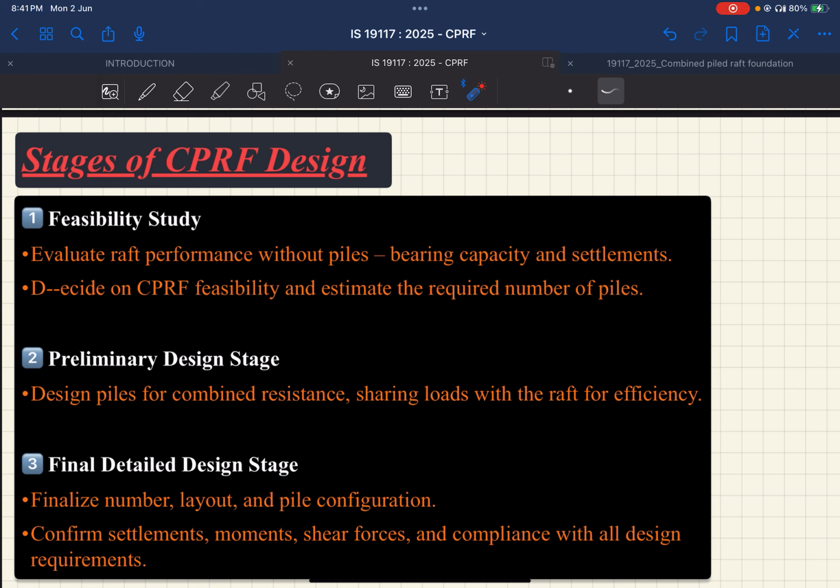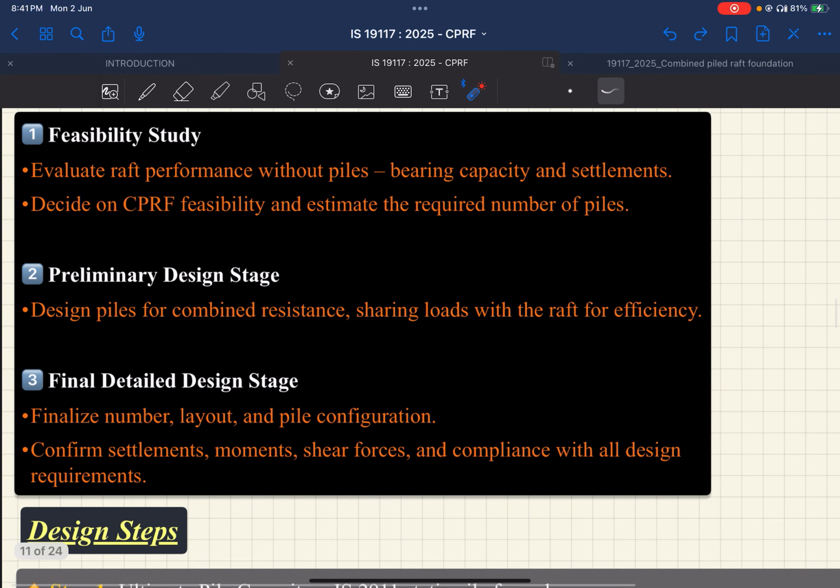We also estimate how many piles would be required to design as per the design requirements, considering factors like load bearing capacity and settlement control.